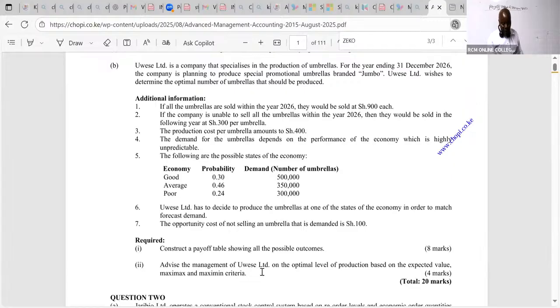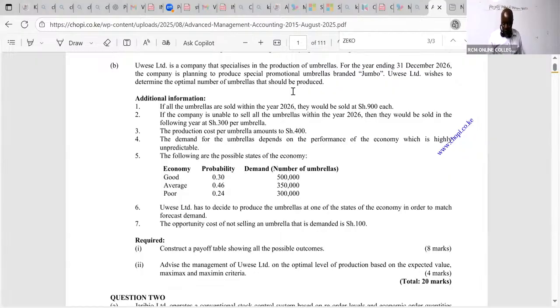Advise the management of DL Limited on the optimal level of production based on the expected values. So really, this was a very easy question, but over 80% of the students never got this right. So we are told DL Limited is a company that specializes in the production of umbrellas for the year ended 31st December 2026. The company is planning to produce special promotional umbrellas branded Jumbo. DL Limited wishes to determine the optimal number of umbrellas that should be produced.